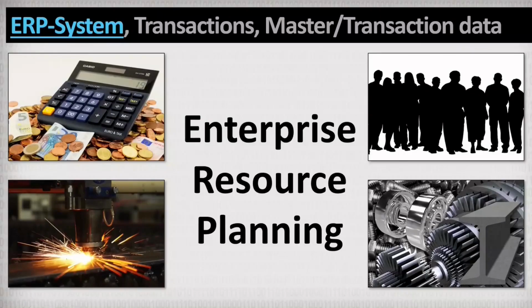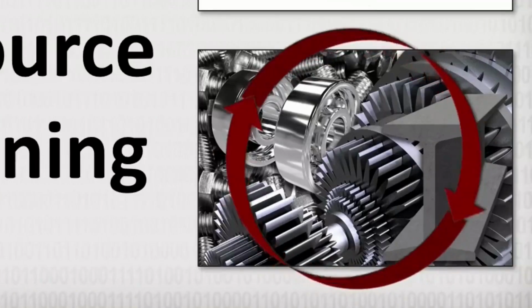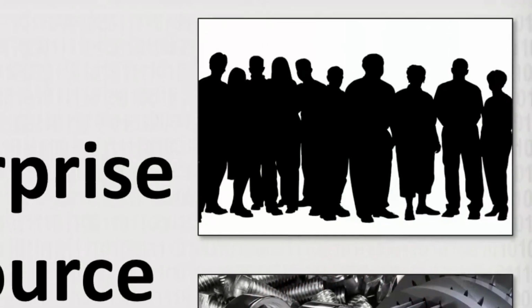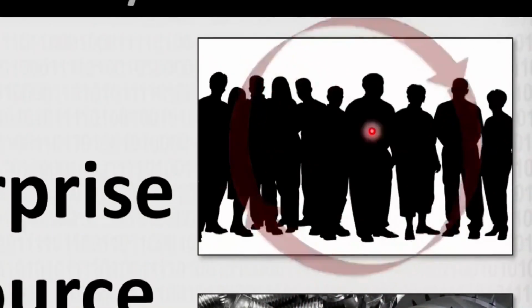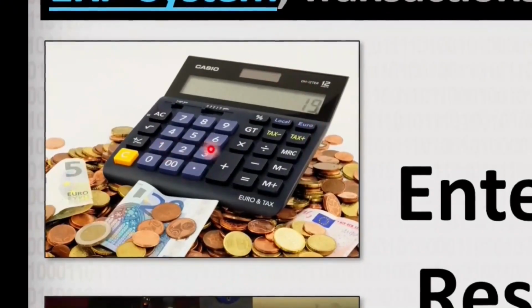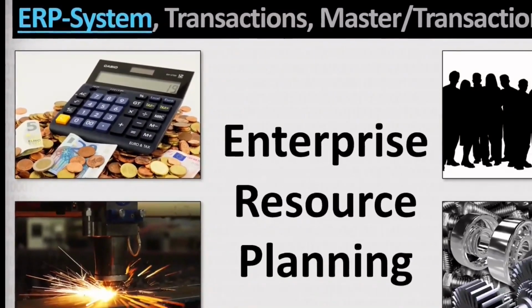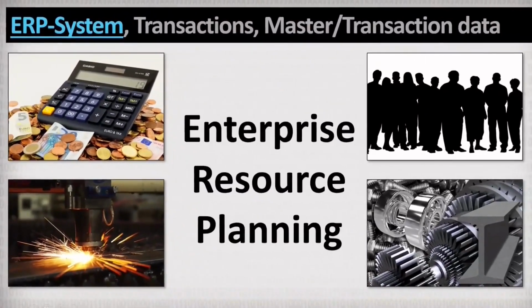In most cases, it's like this: if one of these resources is changed, that affects many other resources. For example, if a part is produced in a machine, then a raw material becomes a semi-finished product. An employee is needed to operate the machine and costs arise. So the raw material costs money and the employee also wants to be paid. And an ERP system manages exactly all of these resources.